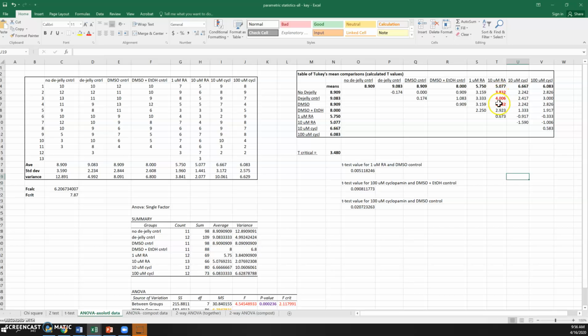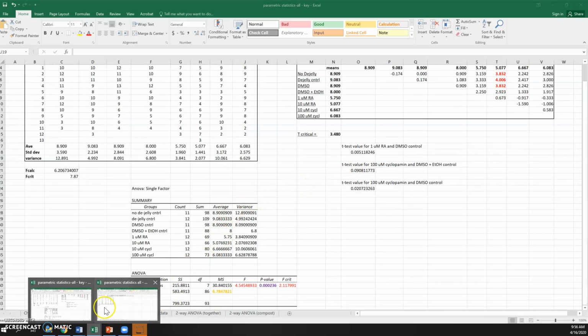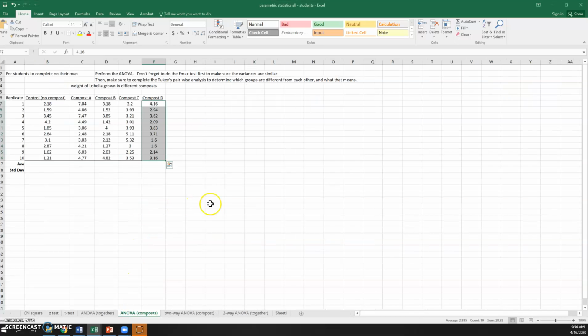It's telling us which pairs are different. All right. So when you get that with the compost data, you need to make sure that you figure out which composts are significantly different, or which pairs are significantly different from each other.